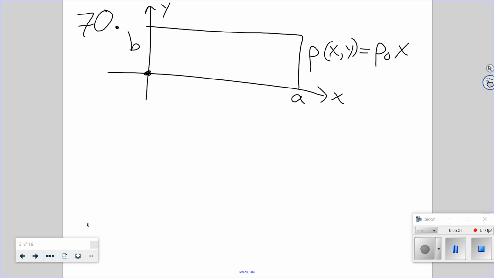Pro tip, where is the center of mass on the y-axis? Right in the middle. Okay, it doesn't change. This is a function of y that has no y terms, so it doesn't change. So y_cm equals b over 2. I should put b as this point up there. Okay, good. We did the easy part. Now what happens?